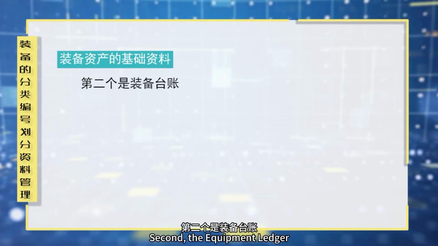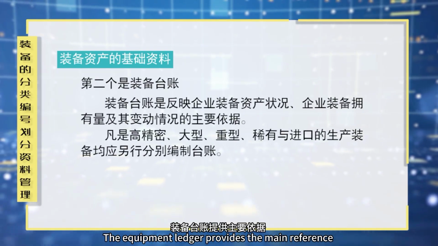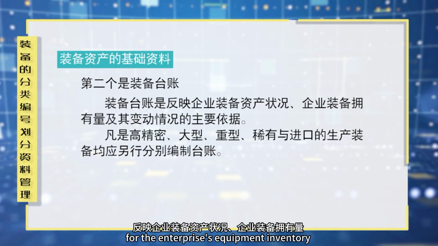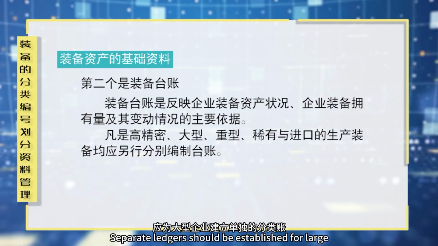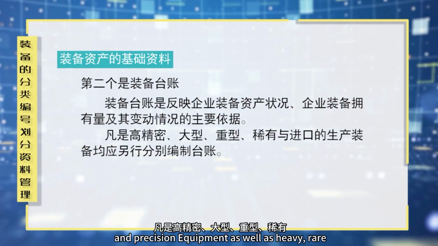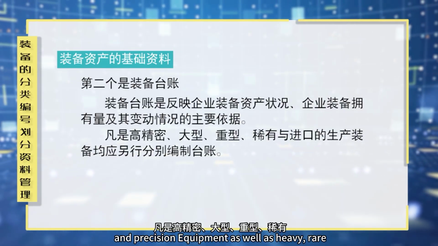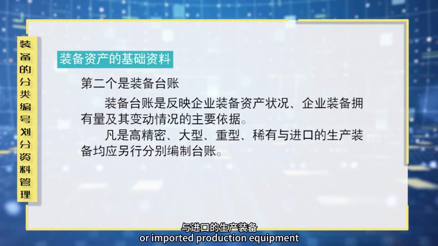Second, the equipment ledger. The equipment ledger provides the main reference for the enterprise's equipment inventory and its changes over time. Separate ledgers should be established for large and precision equipment, as well as heavy, rare, or imported production equipment.